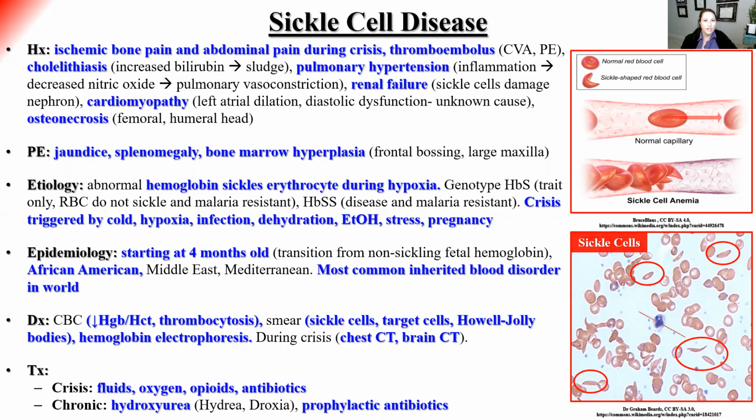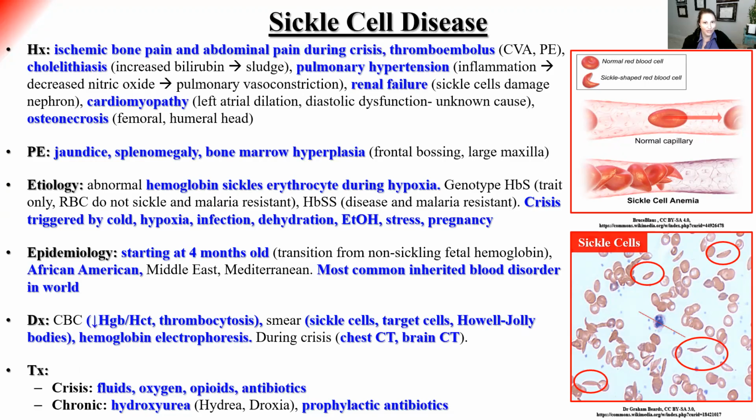This is very highly common in the populations, the ethnicities, African American, Middle Eastern, and Mediterranean. It's in fact the most common inherited blood disorder in the world. On CBC for this, remember this is a hemolytic type of anemia. So we'll see a decreased hemoglobin and hematocrit during our crises. We may also see a thrombocytosis. On the smear, we're going to specifically see sickle cells.